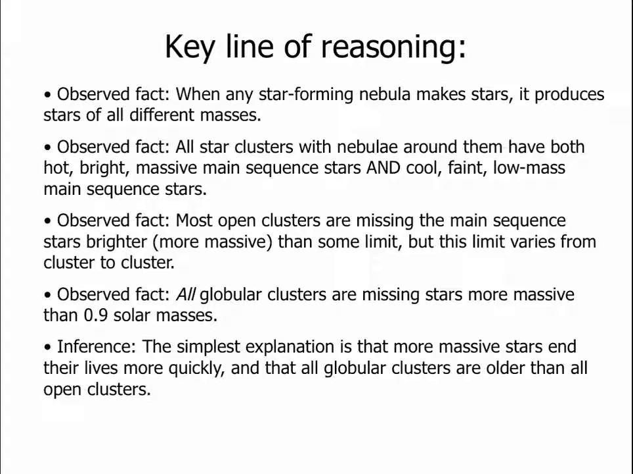Fainter than some limit, we will see all of the stars in the main sequence, but brighter than that limit, more massive than that limit, we don't see the stars. And again, where that limit is varies from cluster to cluster.